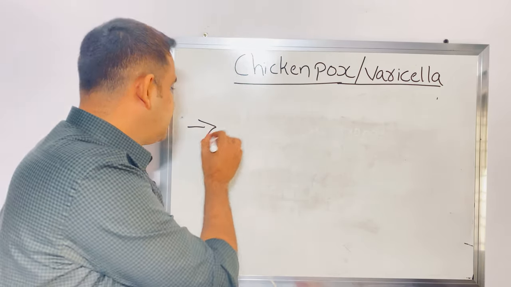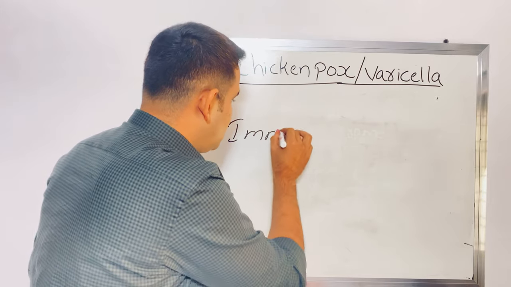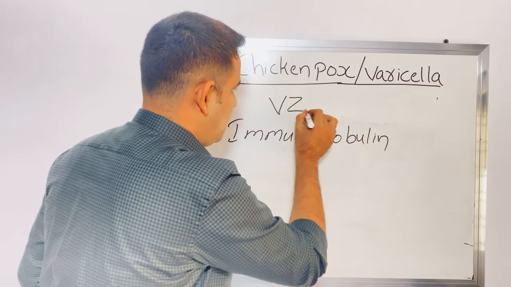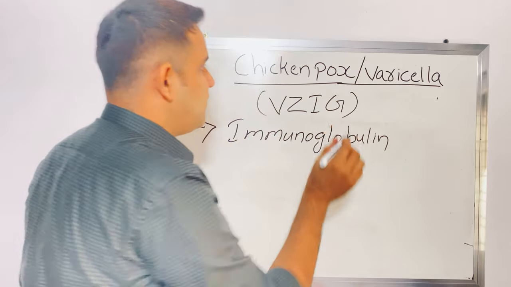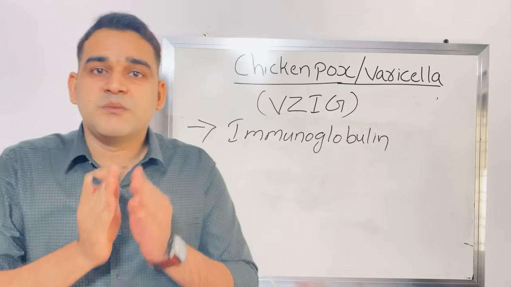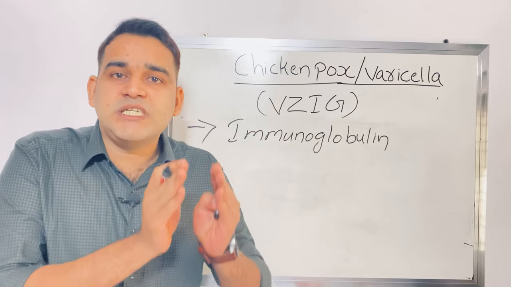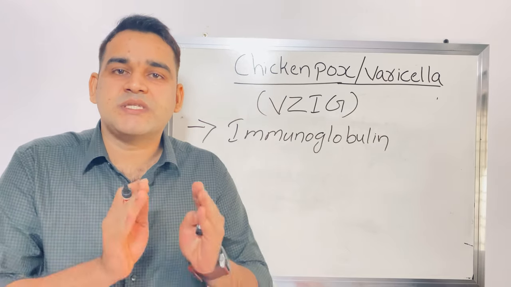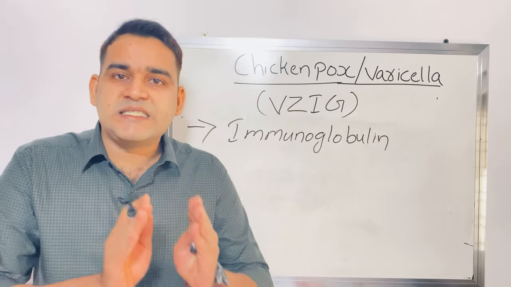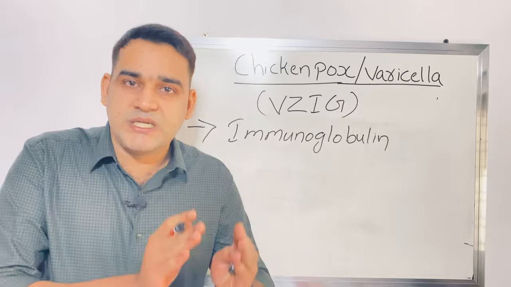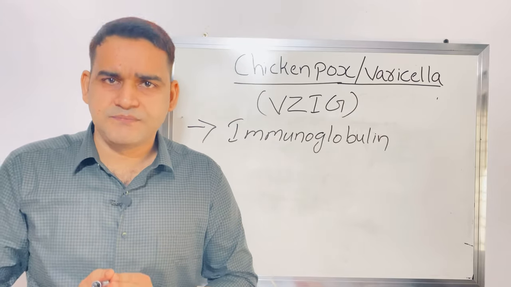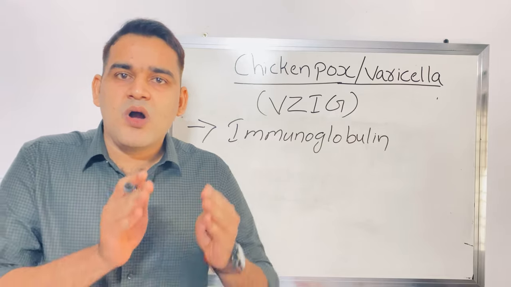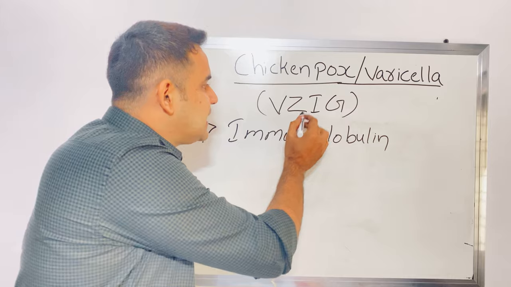Regarding the prevention, first one is varicella zoster immunoglobulin. It should be given within 72 hours of exposure, especially to the immunosuppressed patient, that is the person who is having poor immunity, for example HIV or AIDS patients, or to the pregnant woman. You have to give immunoglobulin, that is varicella zoster immunoglobulin, that is VZIG.